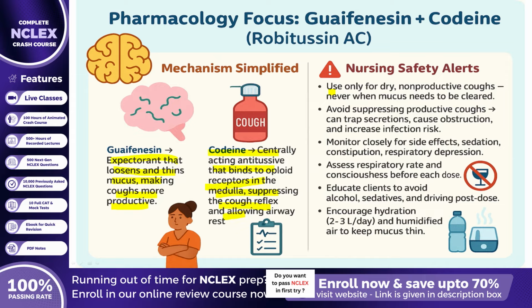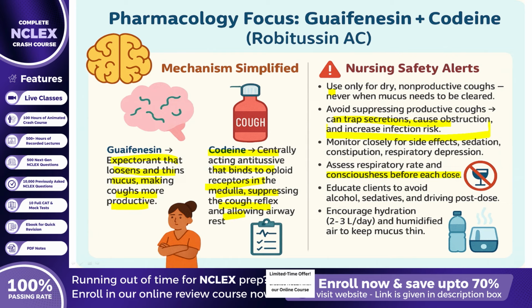However, nurses must remember that codeine should only be used when a cough is non-productive and irritating, not when mucus needs to be cleared. Suppressing a productive cough can trap secretions, increase airway obstruction, and raise the risk of secondary infection. Because codeine is an opioid derivative, it can also cause sedation, constipation, and respiratory depression, especially in older adults or those with chronic respiratory diseases such as chronic obstructive pulmonary disease or sleep apnea. Therefore, nurses should always assess respiratory rate and level of consciousness before administration, encourage adequate hydration to thin mucus, and caution the client to avoid alcohol or operating vehicles after taking the medication.